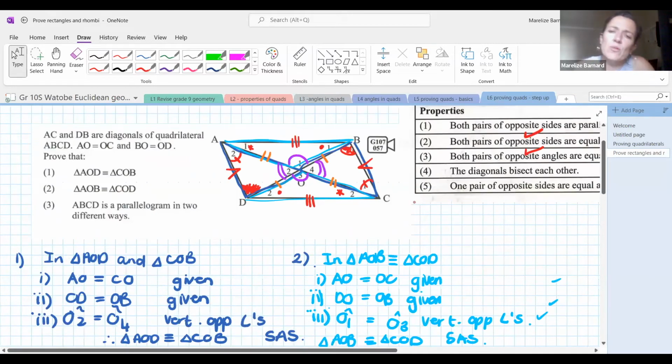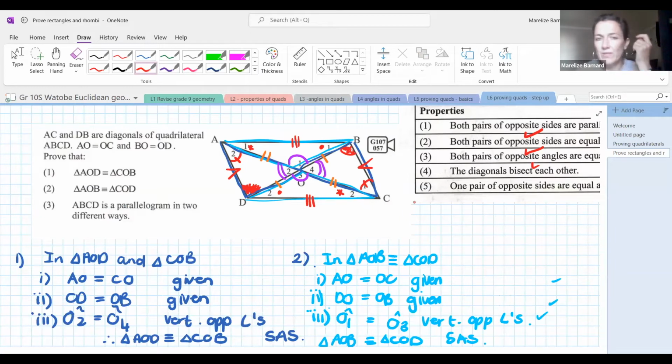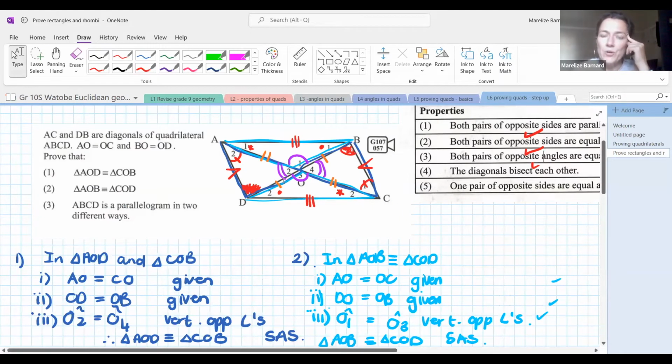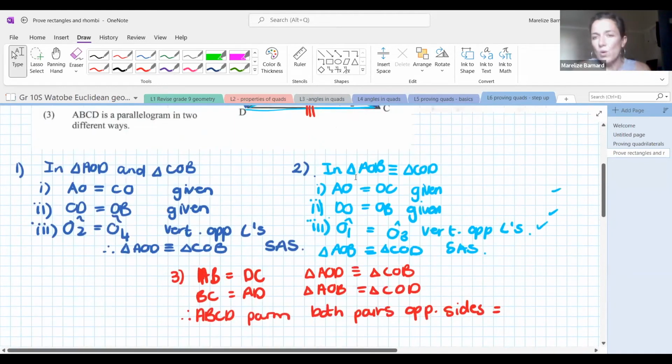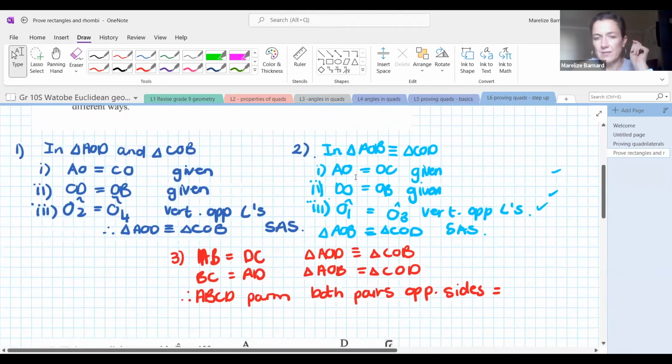And we can also do diagonals bisect, definitely. So diagonals bisect, that's all given. So if you go AO equal to OC given, and then OD equal to OB given, and then you write again, it's a parallelogram. Why? Because the diagonals bisect.